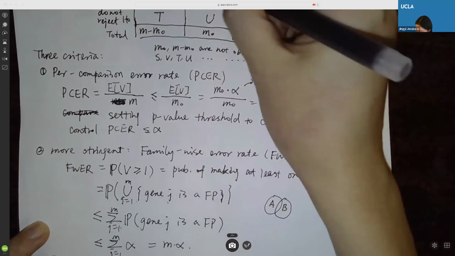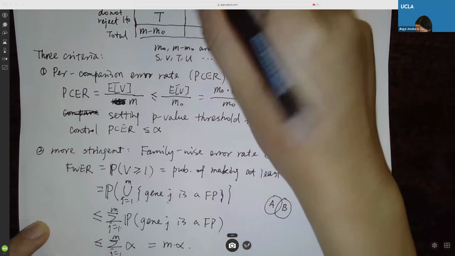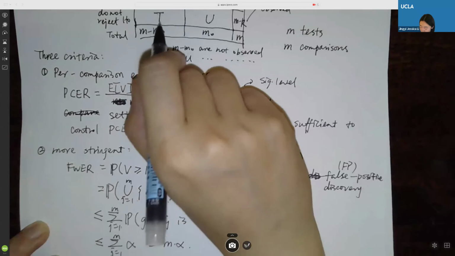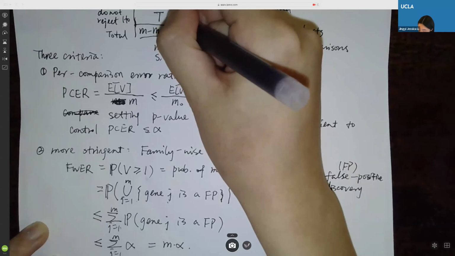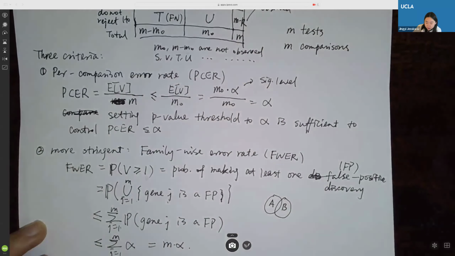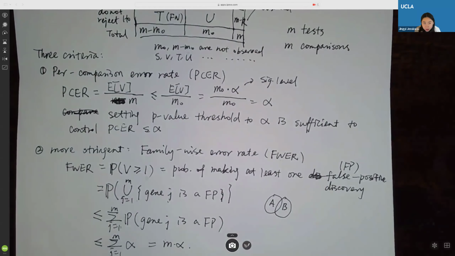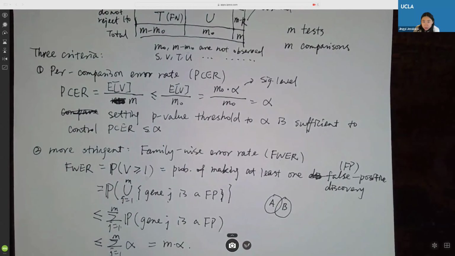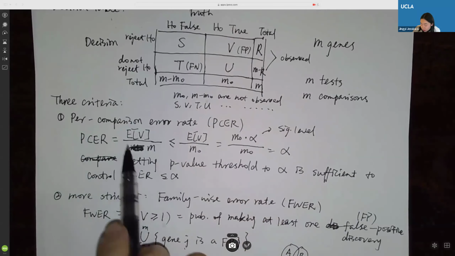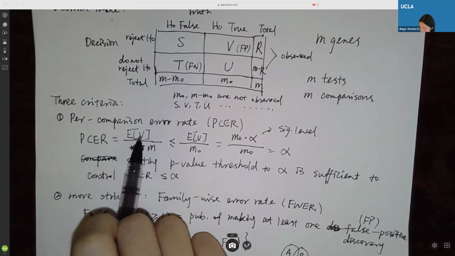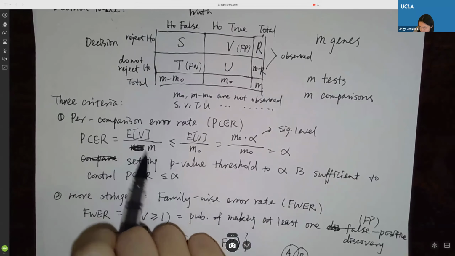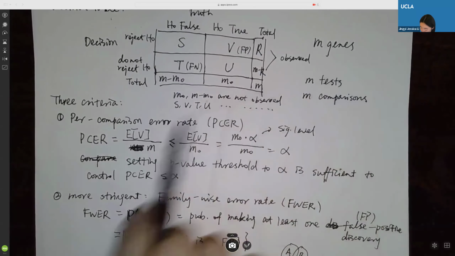So the first criterion is the per comparison error rate, which is basically the average number of false positives. When the null is true, but we reject it, we call it a false positive, FP. When the null is false, but we don't reject it, we call it a false negative, FN. FP and FN are the two things we want to make small. Sorry, FP is the V, FN is the T. So PCER is basically the expectation of V, false positives, on average across all my M comparisons.